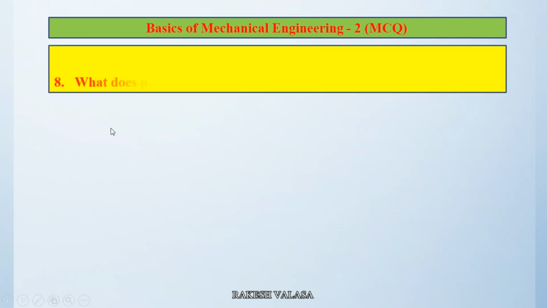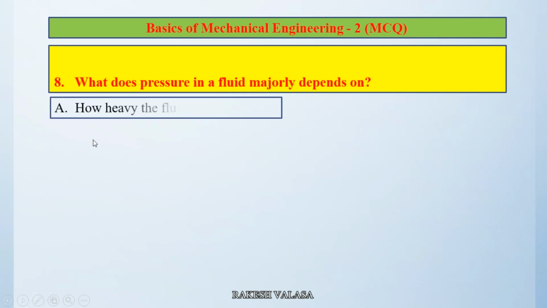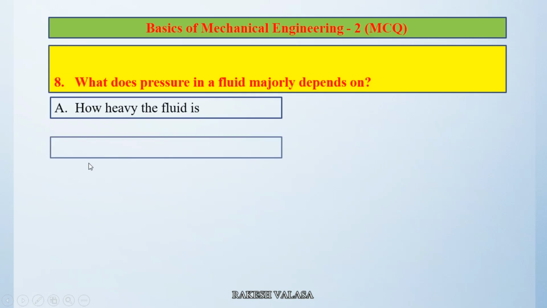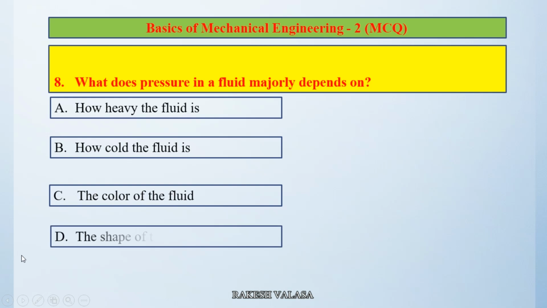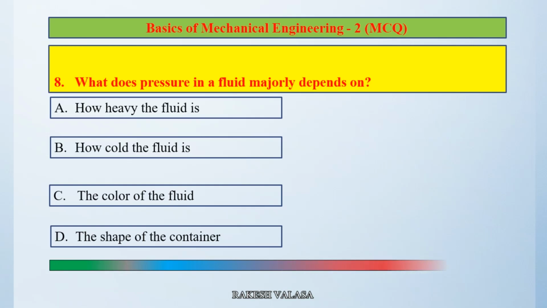Question number 8. What does pressure in a fluid majorly depend on? Option A, how heavy the fluid is. Option B, how cold the fluid is. Option C, the color of the fluid. Option D, the shape of the container. The correct answer is option A, how heavy the fluid is. Let us see the explanation.